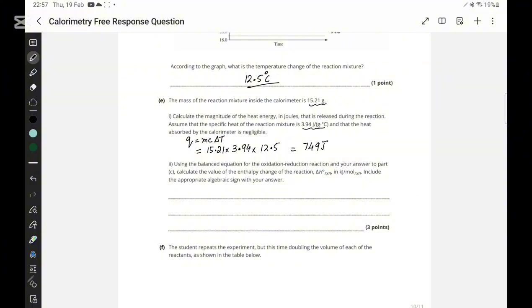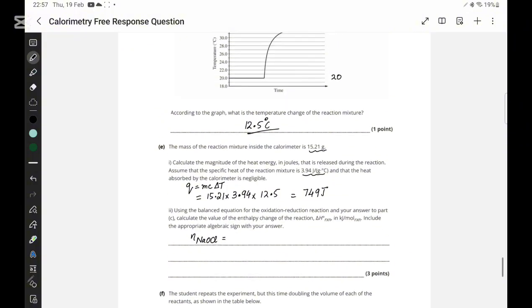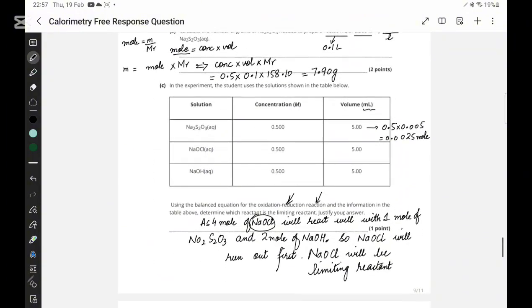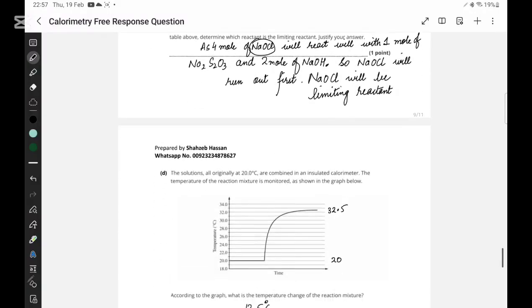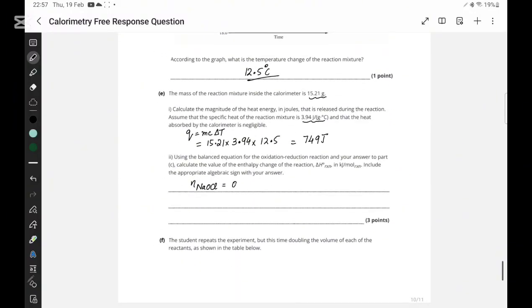And then in the next question they are saying, use the balanced equation for the oxidation reduction reaction and your answer to part C to calculate the value of enthalpy change for the reaction. So first what we are going to do, we have found the number of moles of NaOCl before, and we know moles are the same, that is 0.0025 mole.